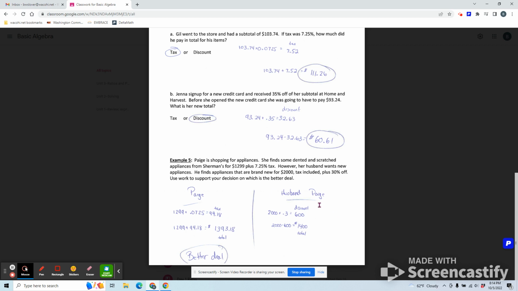On the other side, the husband has $2,000 with tax, and we get 30% off. So we have 2,000 times 0.3. 0.3 is that decimal of 30%, and that discount is $600. So Paige's husband would pay $1,400. So these are pretty close in cost. The difference is roughly $7. Okay, but this one is the better deal. It's a little bit cheaper.